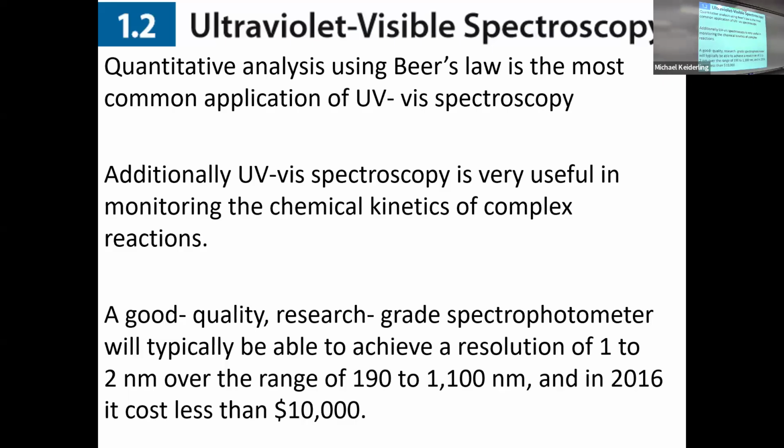And then a good quality research-grade spectrometer will typically be able to achieve a resolution of 1 to 2 nanometers over the range from 190 to 1100 nanometers. And in 2016, that cost less than $10,000. That number is out of date. I don't know where that number is today. Some things are getting cheaper, but inflation, so.